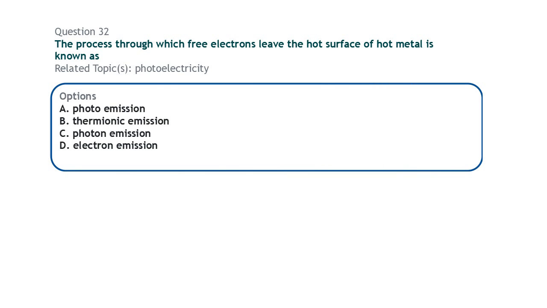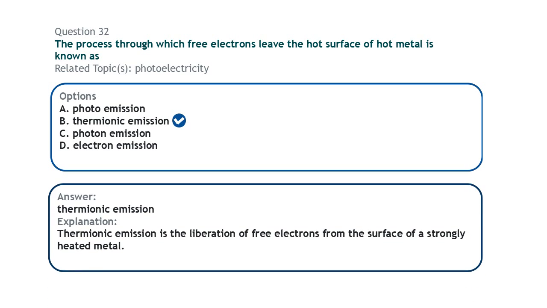Next on photoelectricity: the process through which free electrons leave the surface of a hot metal is known as thermionic emission. It is the liberation of free electrons from the surface of a strongly heated metal, from the surface of a red hot metal.